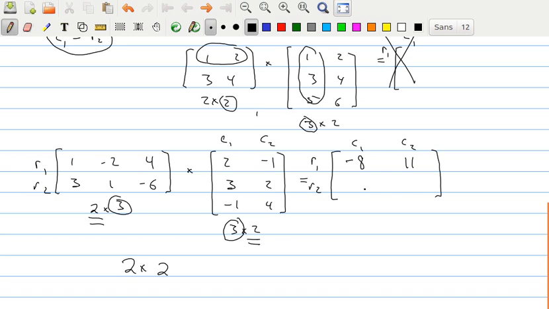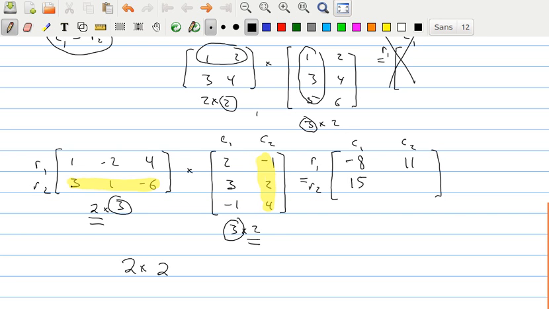Okay, now let's look at the second row. For the second row, we're going to take row 2, and since we're looking at row 2, column 1, we'll dot it with column 1. So if we dot these two together, we get 3 times 2 is 6, plus 1 times 3 is 3, plus negative 6 times negative 1 is 6, which gives us 15. And then in this last entry, this is the second row, second column, so we'll dot product the second row with the second column.